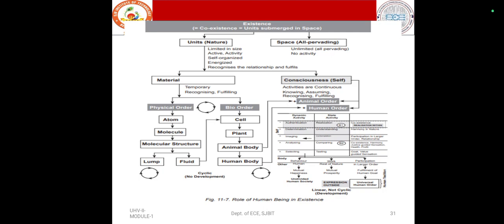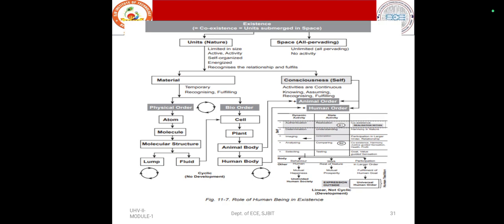Physical order, or plants, trees, animal body, and human body of the bio order, all these units are temporary in time and are only recognizing and fulfilling. There is no assuming in them. The potential to know or assume is not there in these units. It may be interesting to note that the animal body and human body are also units of bio order with these characteristics. So all material units are composed of other material units.